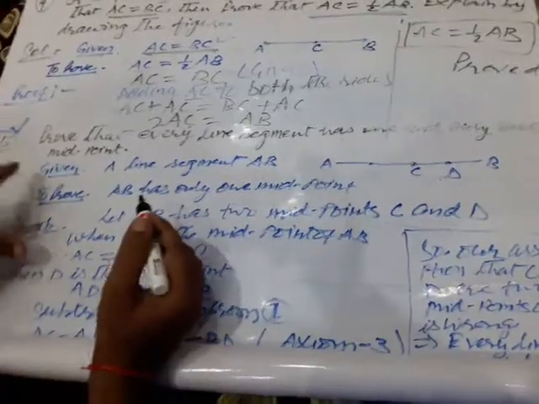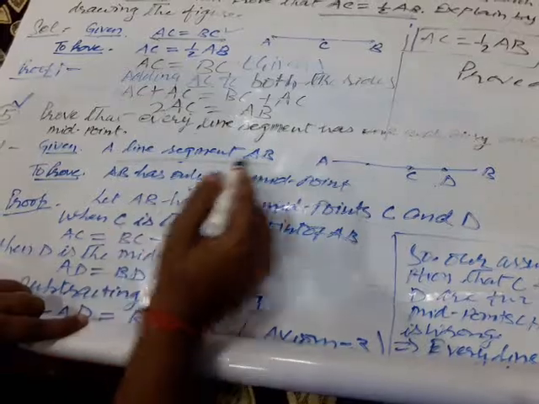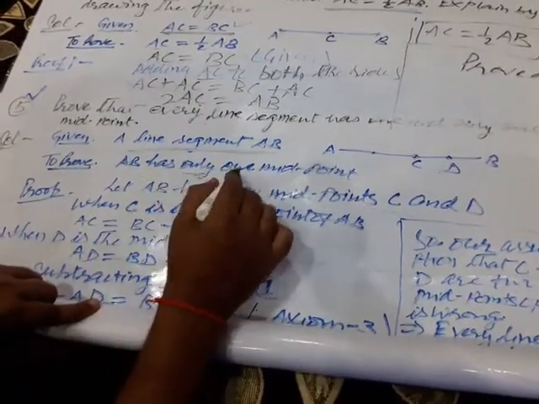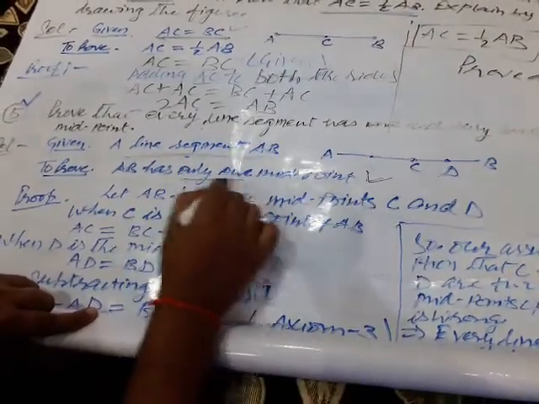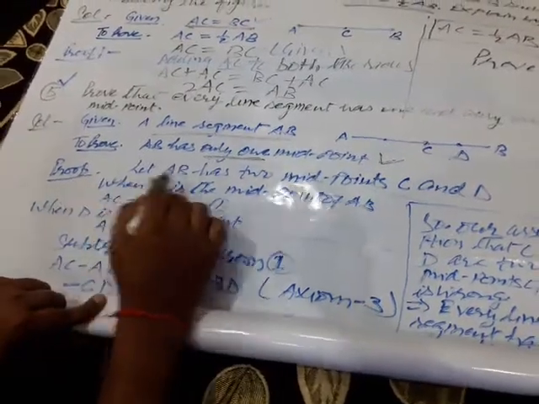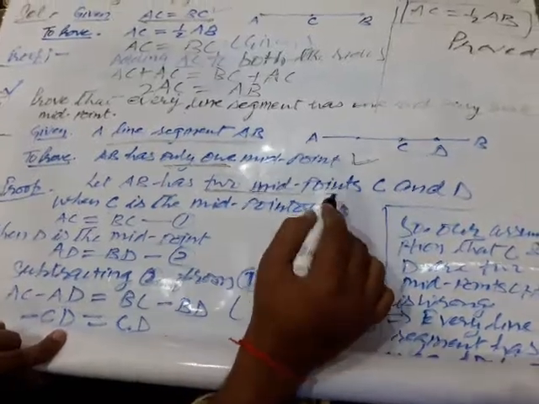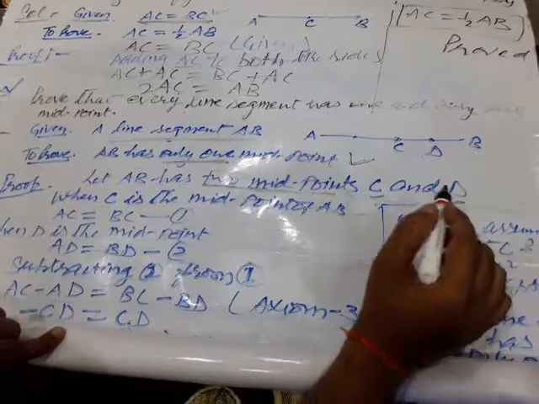So let us prove. Given a line segment AB. You have to prove that AB has only one midpoint. Now start the proof. Let AB has two midpoints. At the beginning we have assumed that AB has two midpoints. Let them be C and D.